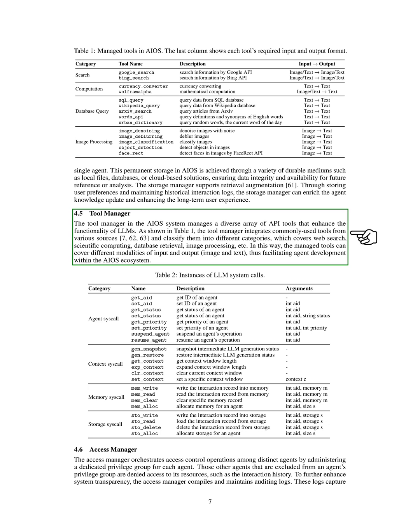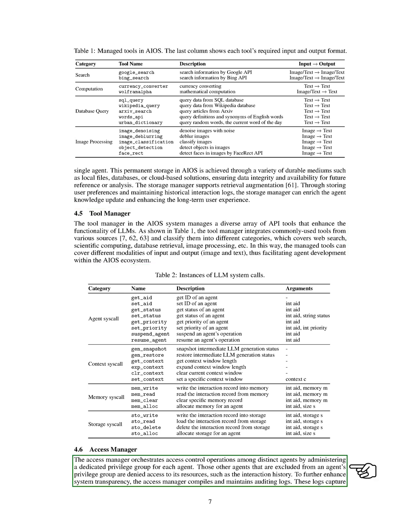Moreover, we manage access control operations among different agents using the Access Manager. By assigning dedicated privilege groups to each agent, we control access to resources like interaction history. To ensure system transparency and security, we maintain auditing logs that record access requests, agent activities, and changes to access control parameters, protecting against potential security threats.